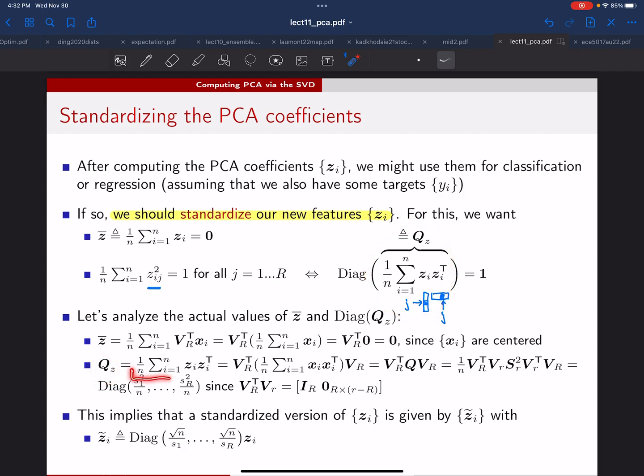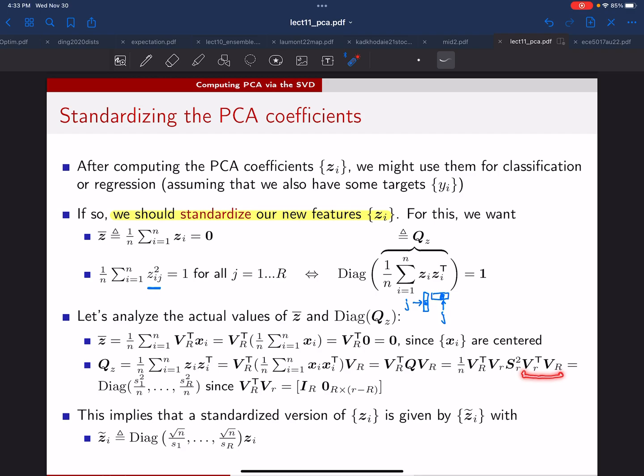As we said, this is the average outer product, Zi times Zi transpose. Again, we're going to substitute for Zi, and that gives us VR transpose Xi and then Xi transpose VR. Here you can recognize this. This is the sample covariance matrix of X, which we called Q. We know that we have this singular value decomposition for Q. We can plug that in. That's going to be 1 over n times this stuff. And now we can simplify things a lot.